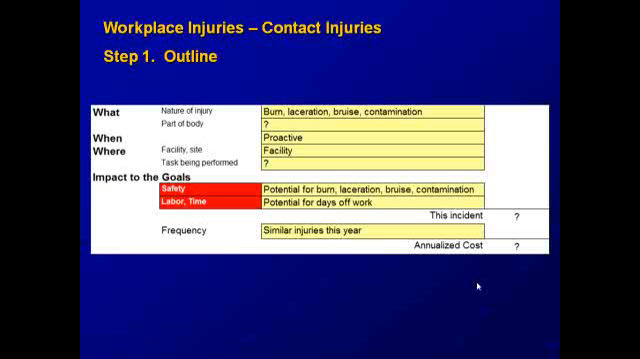The safety goal is impacted because of the potential for burns, lacerations, bruises, and contamination. The labor goal is impacted because of the potential for days off work. We can capture frequency information based on similar injuries at this facility this year and cost information for each incident if it's available. Once we've filled out the outline, we can begin with the cause map.